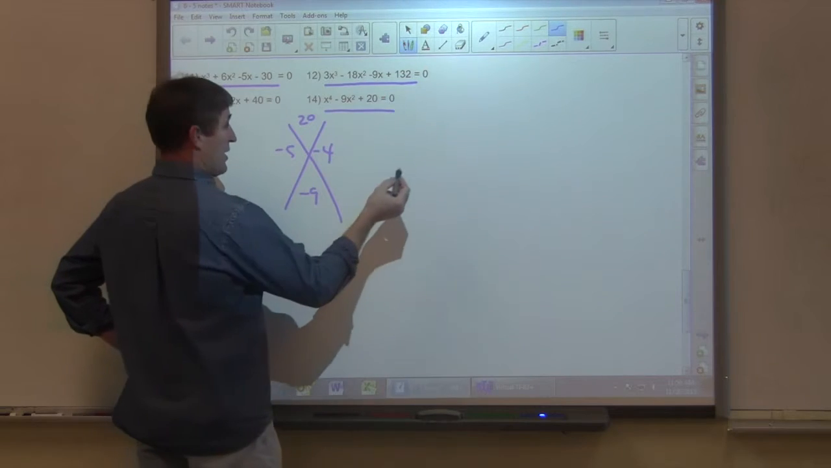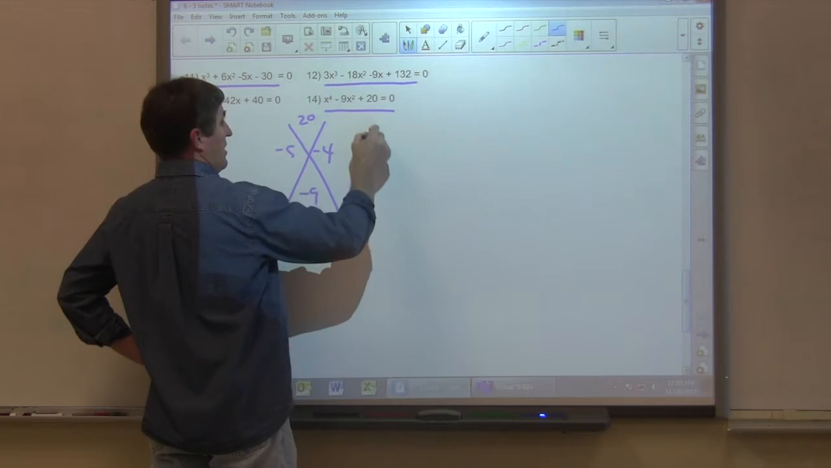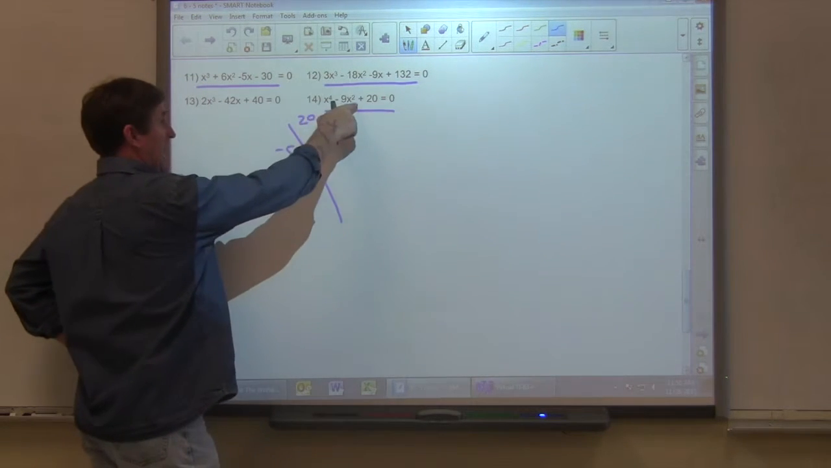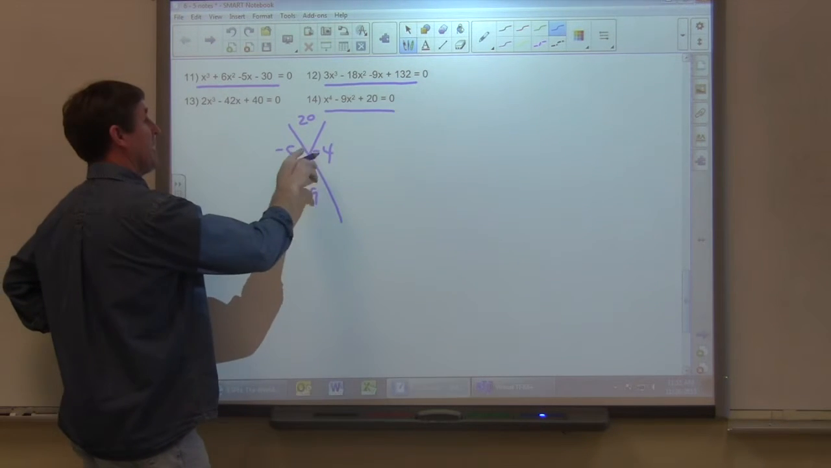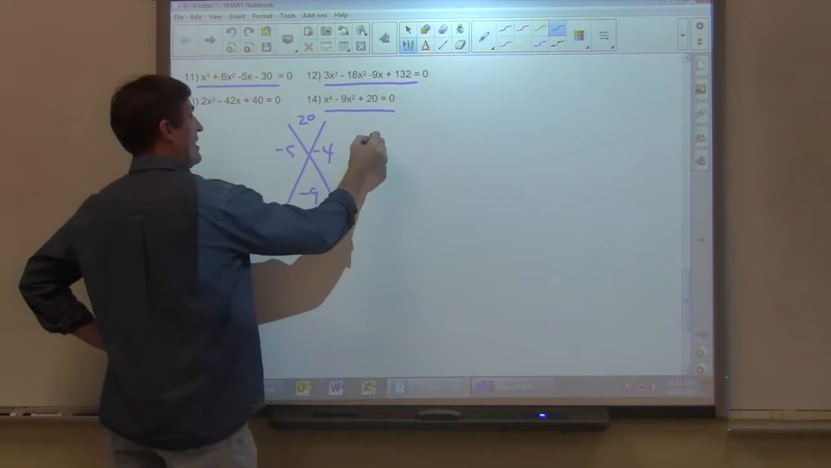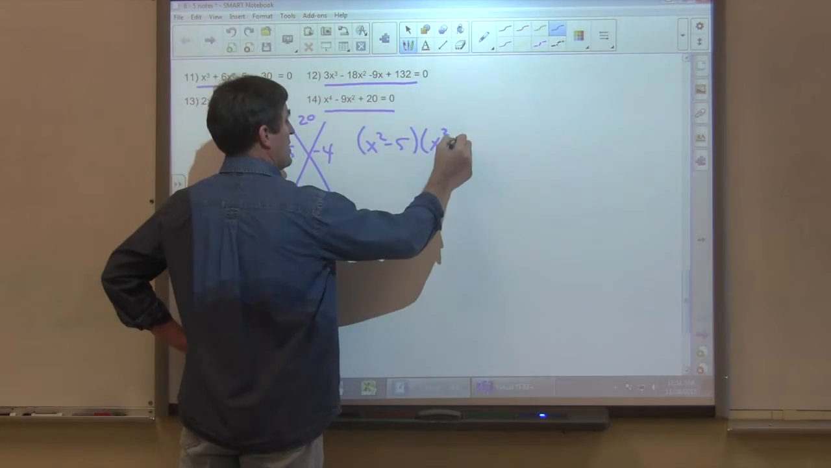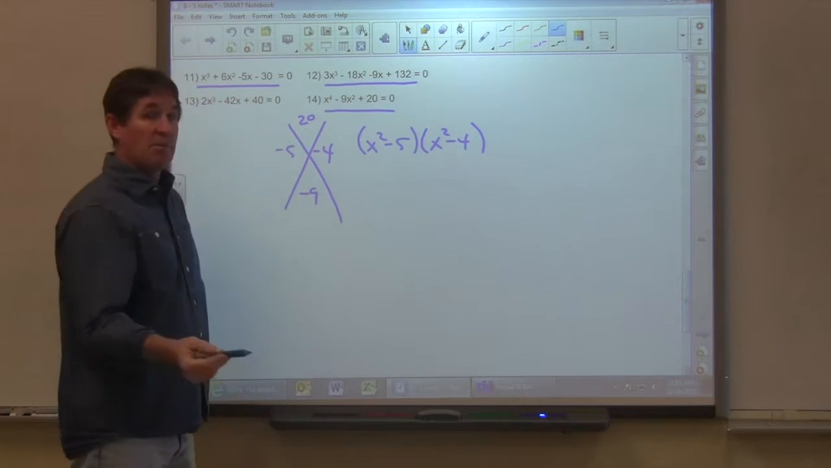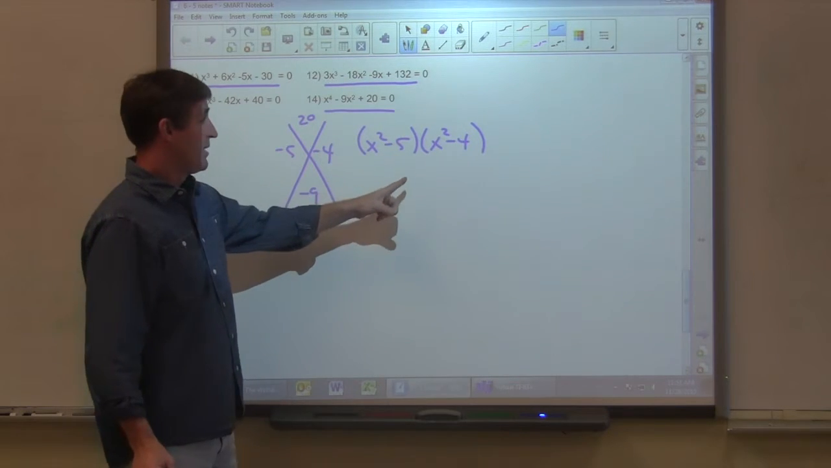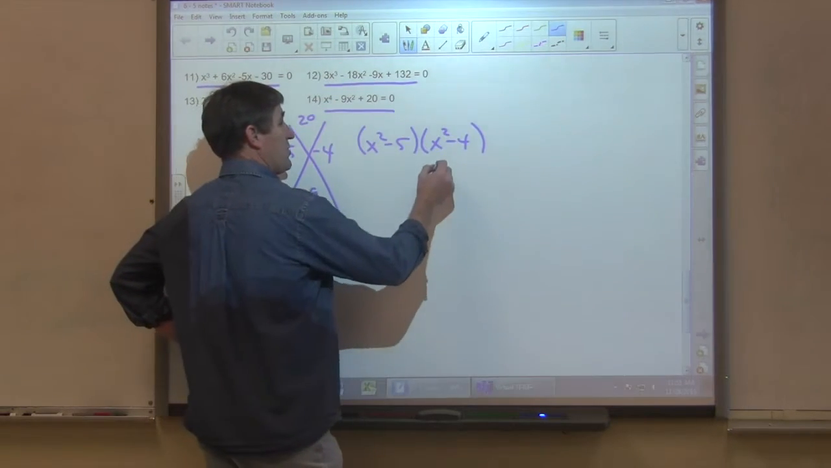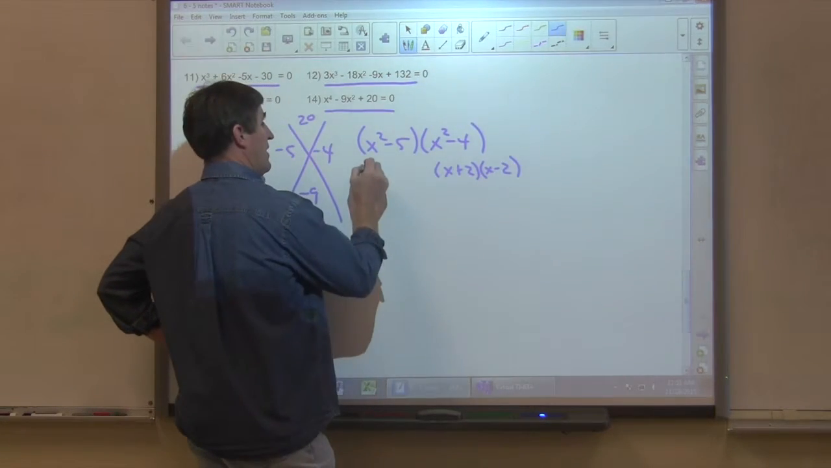That first term's a 1, so I don't need to build the box. We just have to remember, because this is x squared, normally if this was x, it'd be x minus 5 and x minus 4. But because it is squared, it's going to be x squared minus 5 and x squared minus 4. Now, anytime it's a square, we should see if we can factor that further. We can't this one. This one we can. That's the difference of 2 squares, so that's x plus 2 and x minus 2.